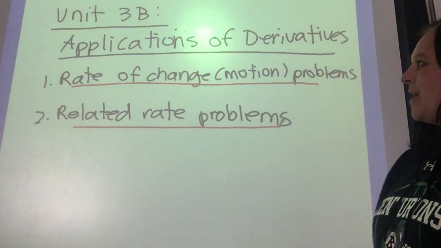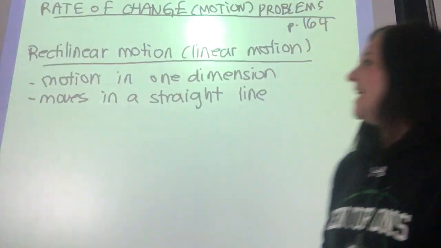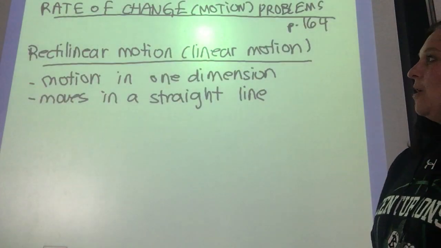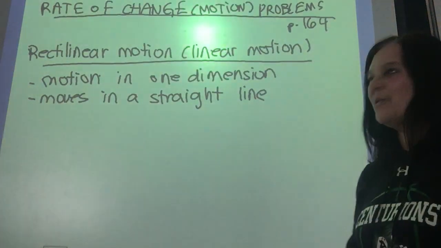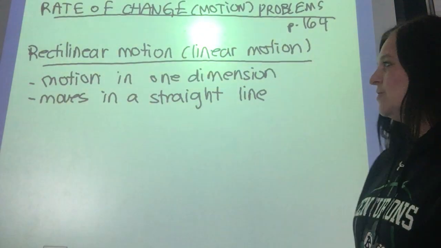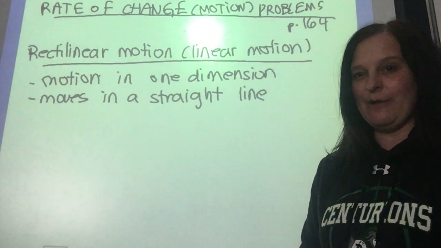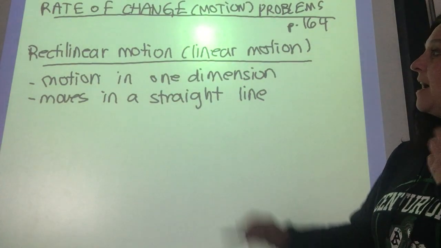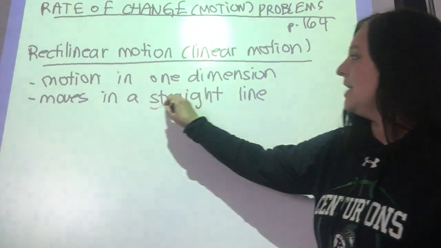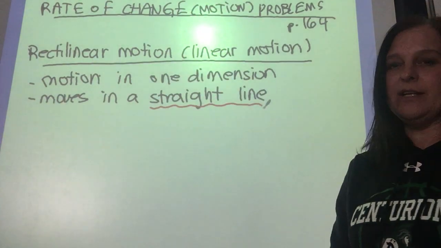Okay, so 2 topics. Today we will look at rate of change motion problems, also called rectilinear motion. I do believe all 3 of you are in physics, so this will be a nice good comparison to what you're doing in physics, so you know a lot of the language and terms that we'll be using today. So rectilinear motion, it's just motion in one dimension. So we're looking at an object or particle that's moving in a straight line.